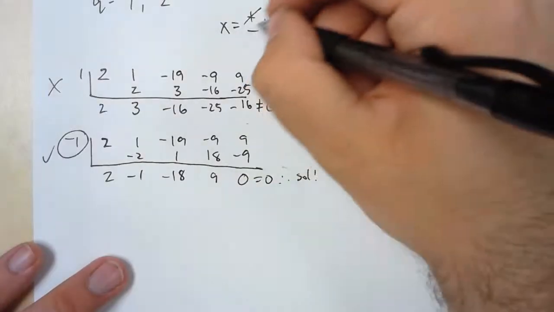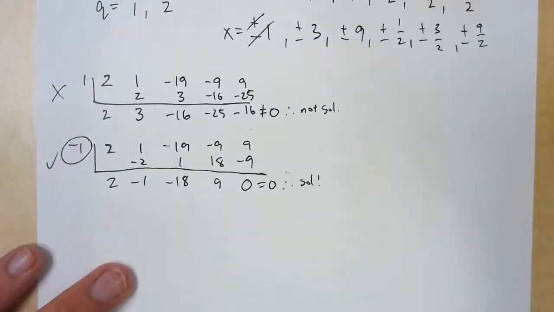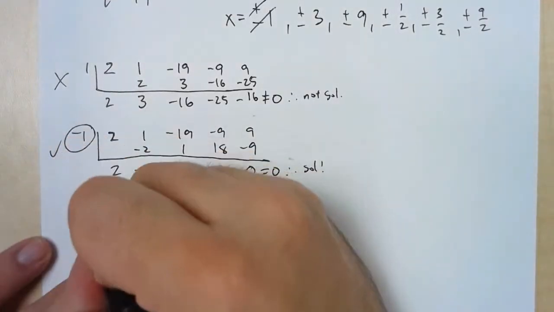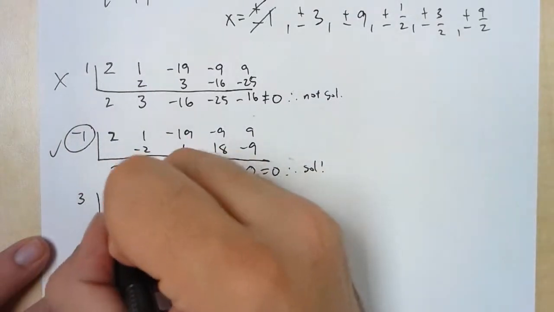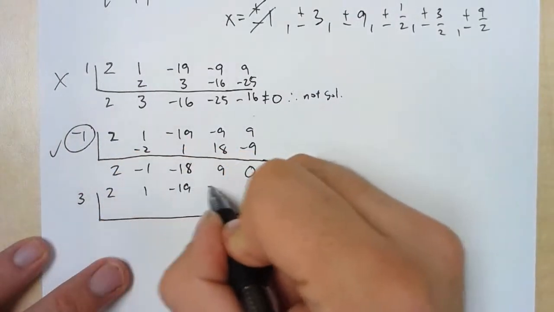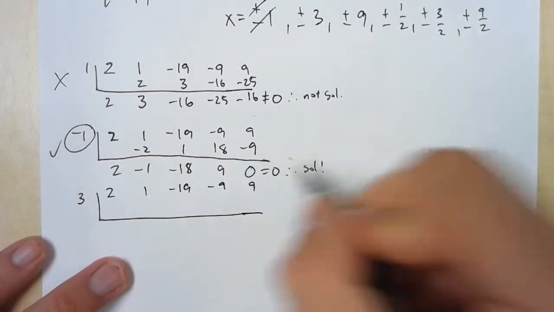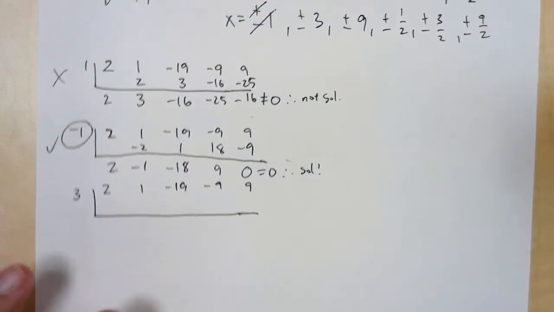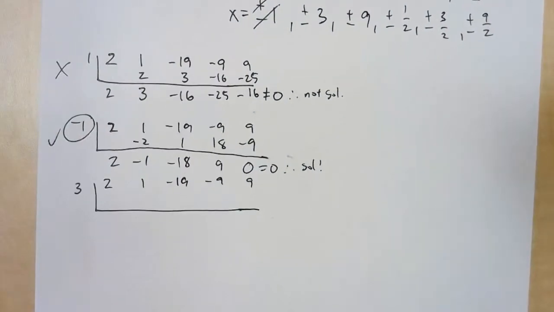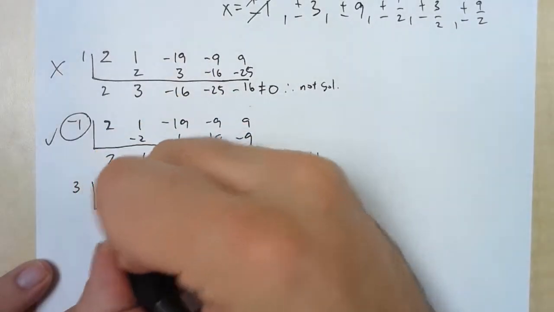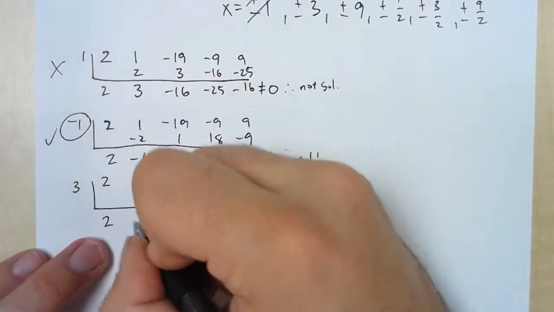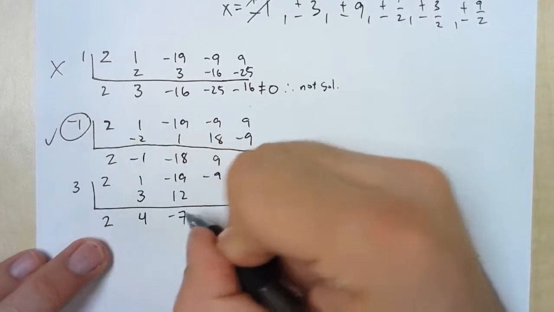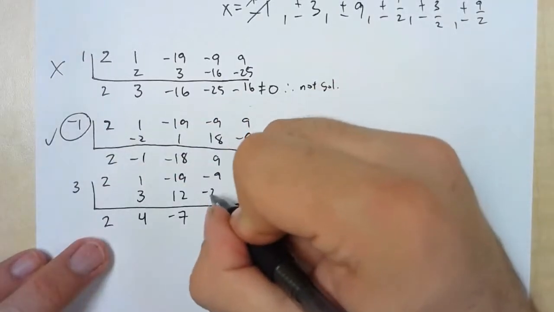Okay, we've tried all of these. Let's go on to 3. So 3 is going to give us 3. Copy our coefficients. 2, 1, negative 19, negative 9, and positive 9. And this should be exactly the same as you did in synthetic division for 8.2. Okay, so 2 gives us 2, times 3 is 3, plus 1 is 4, times 3 is 12, minus 19 is negative 7, times positive 3 is negative 21.